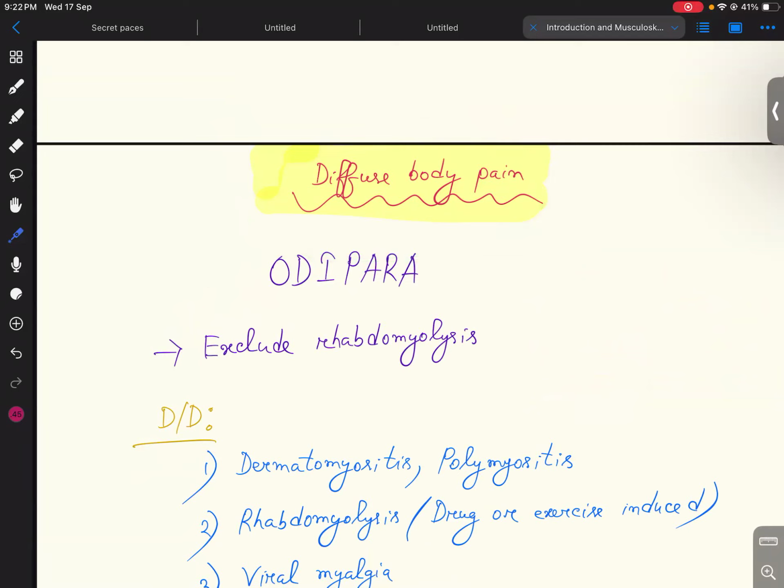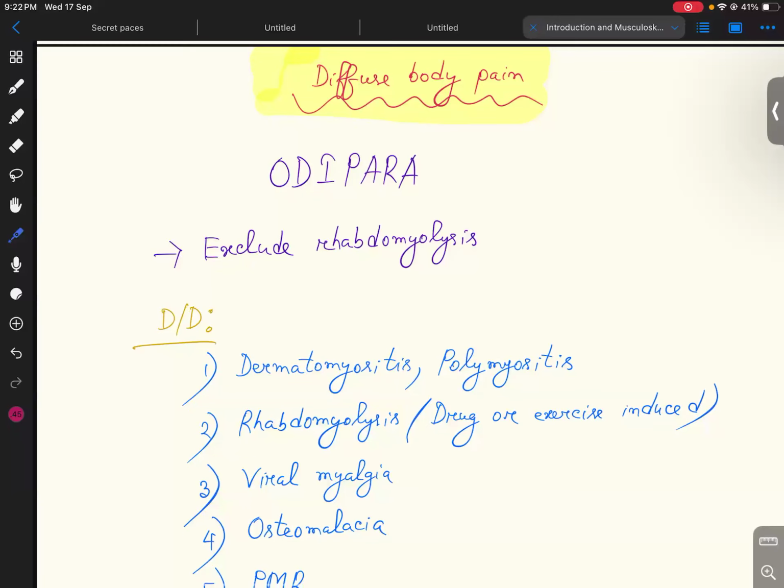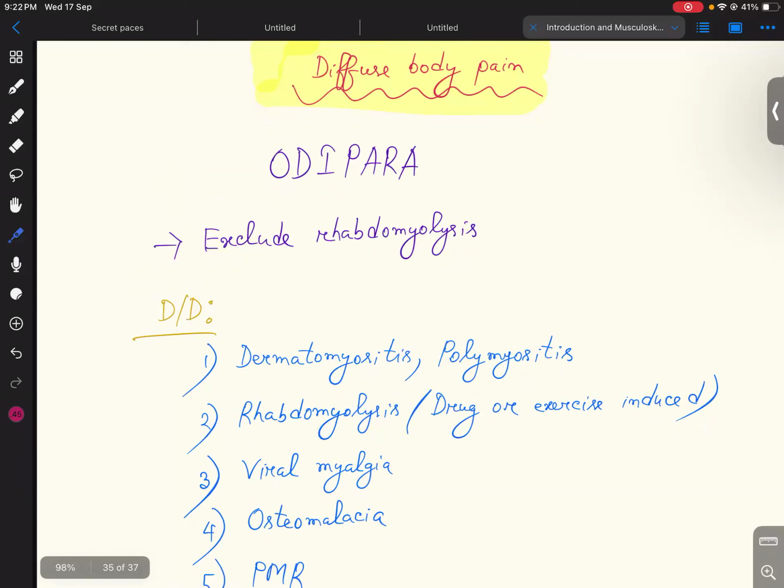So what are the important differential diagnoses for diffuse body pain for the PACES exam? Remember, I'm discussing the important differential diagnoses for the PACES exam. There are lots of causes of diffuse body pain. You will get lots of cases in day-to-day practice, but I'm discussing the cases that are assessed in the PACES exam. It is not for regular day-to-day practice. Remember this.